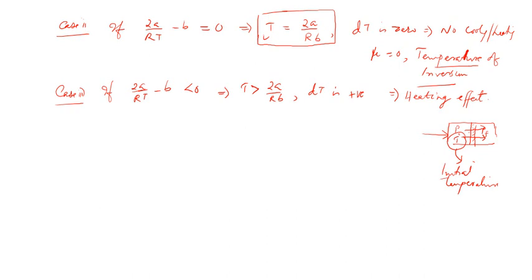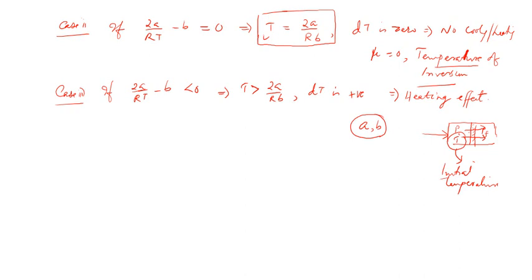So if the room temperature for oxygen... you know, for every gaseous sample there is some characteristic value for a and b. Van der Waals constants are different for different gases.